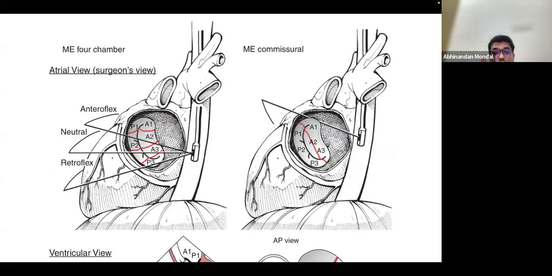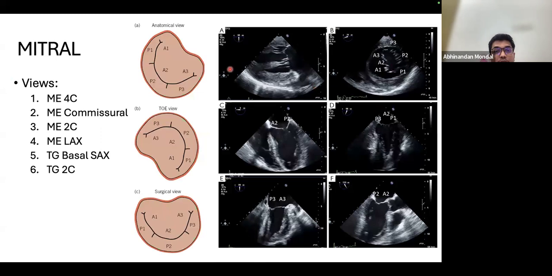Also, an important thing that I missed in the previous slide: this is your anatomical view, this is your TOE view, and this is your surgical view. That you have to understand. The anatomical view means that the valve actually remains like this only. So this is your anterolateral commissure, this is your posteromedial commissure, and it's named accordingly.